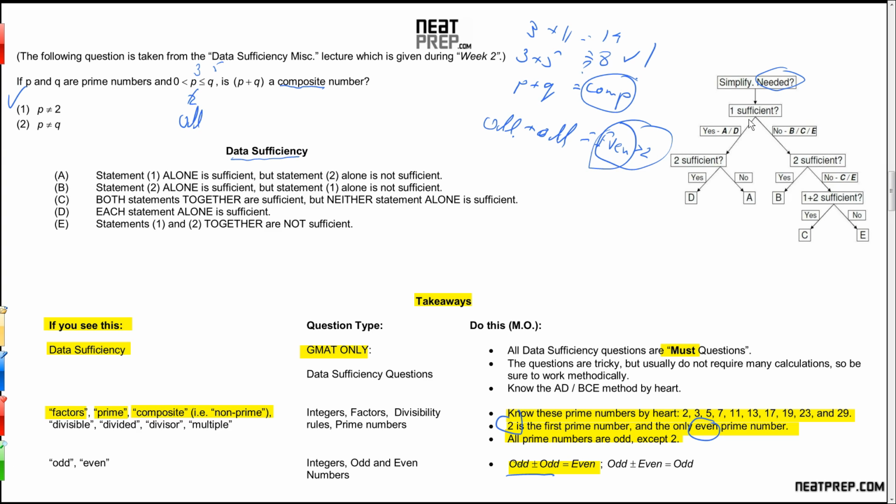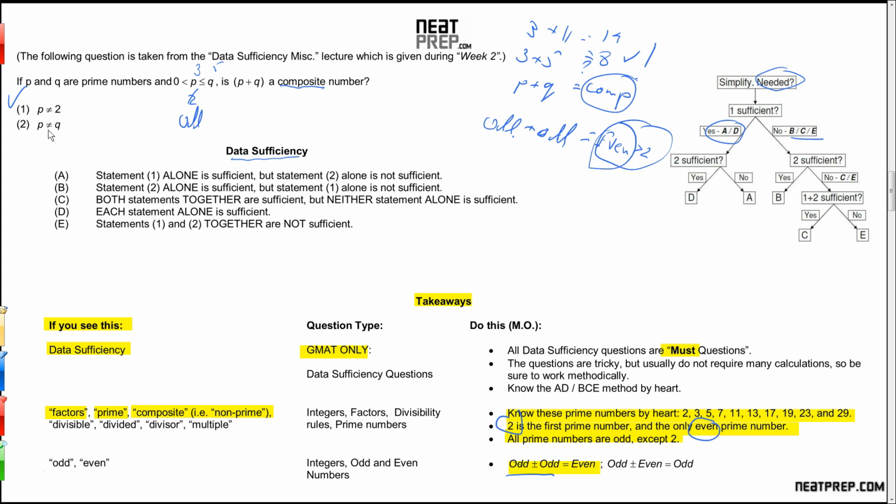Going to the MO, if the first statement is sufficient by itself, boom, you know that the correct answer choice is going to be either A or D. So even if I were to have to gamble at this point, I would have gambled A or D, and I would not have gambled B, C, or E.